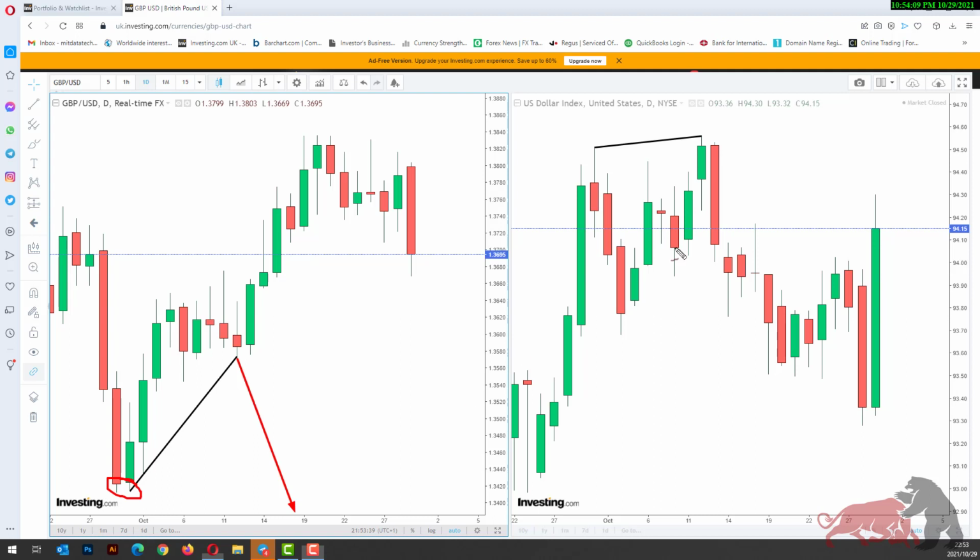Dollar index ran buy stops above this level. They were run here. That's distribution, right? Smart money was distributing in dollar index. Smart money was accumulating in pound USD. It was accumulating for what? For buy models. So we had smart money accumulating on pound USD. This is what I wanted you to do.